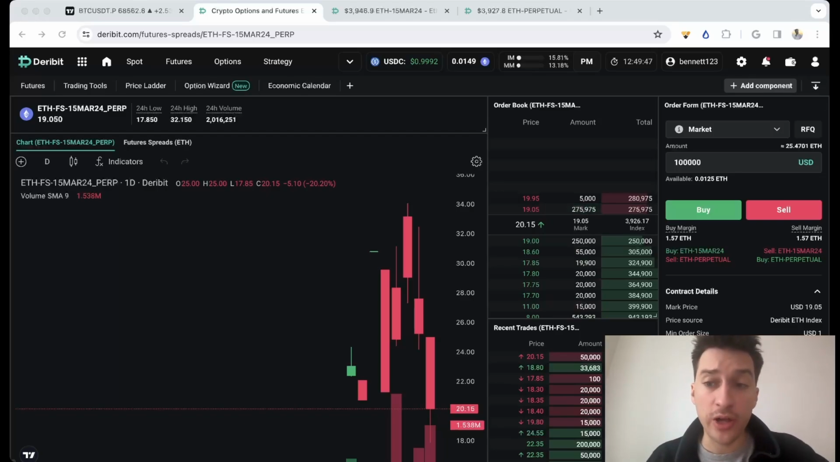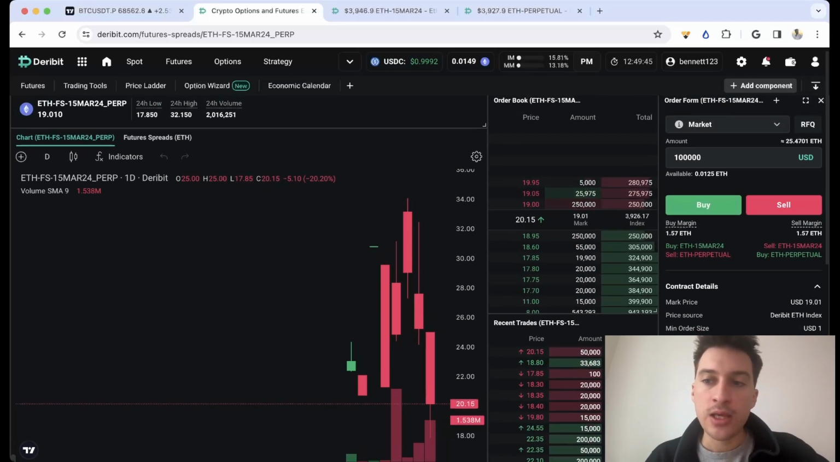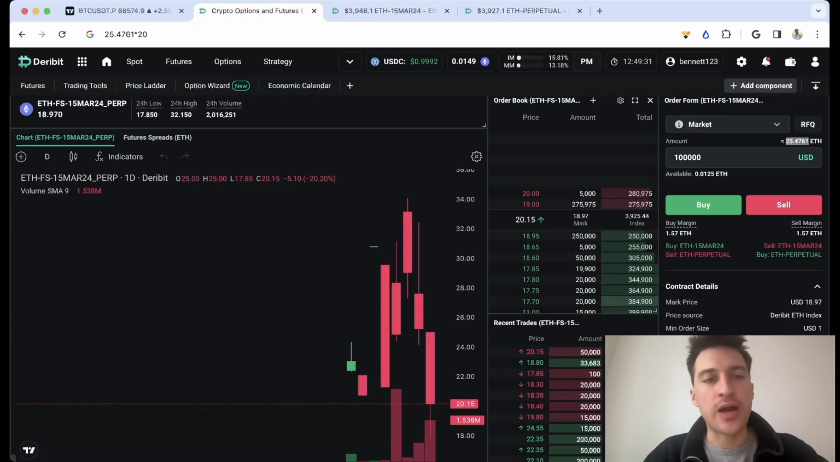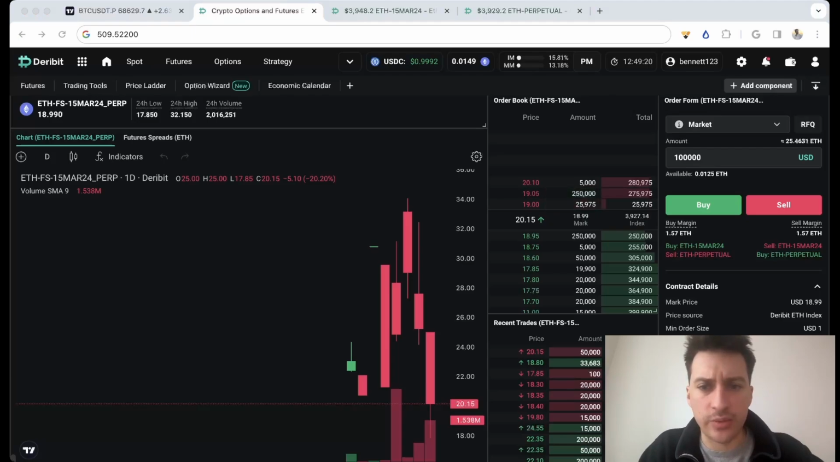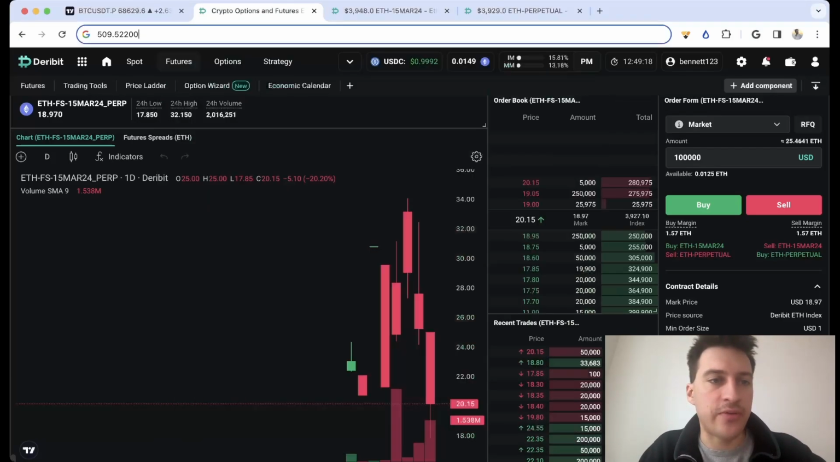So with 100 grand, how much money are we going to make? You would only need 1.57 Ethereum for you to pull this off. And at a price of 20, this is how much you would make. You would be basically shorting this spread with this much Ethereum. So if we do this times 20, your profit would be about $509 if you were to short this at the price of 20, neglecting fees, because the fees are actually not that bad, to be honest with you. It doesn't take away much from your profit. So you'd make about $509.